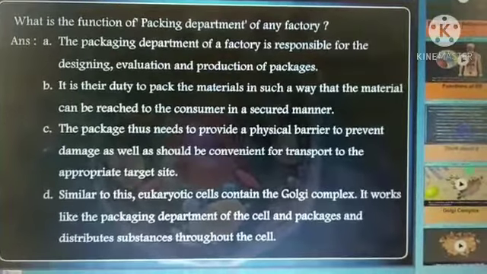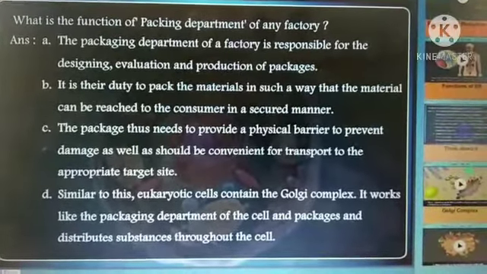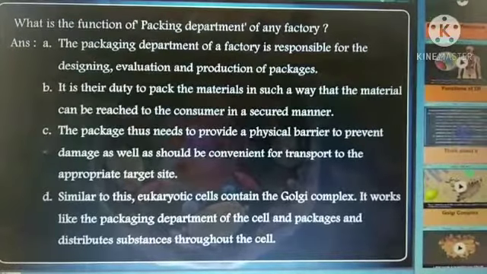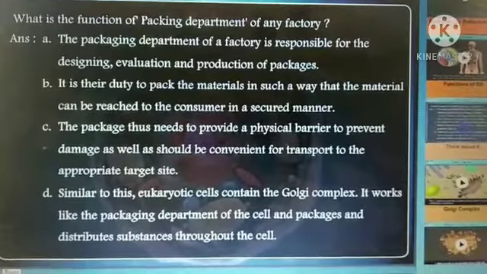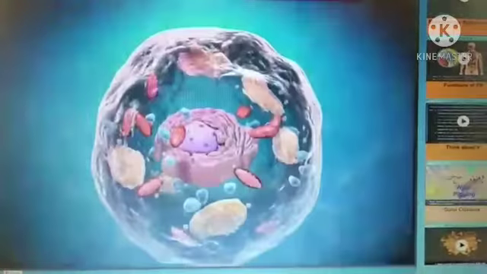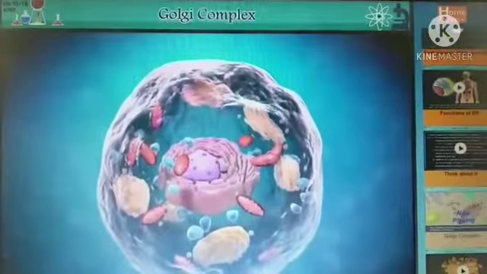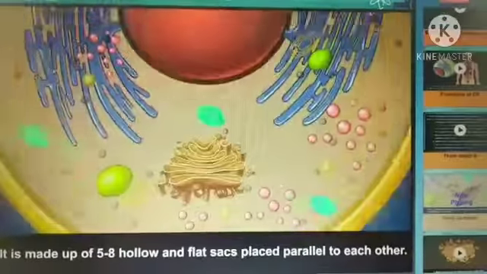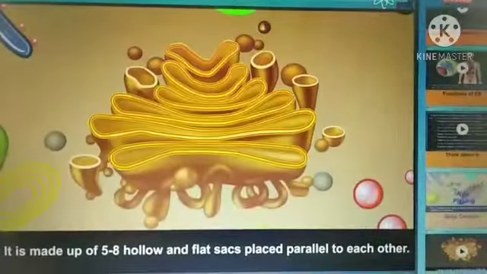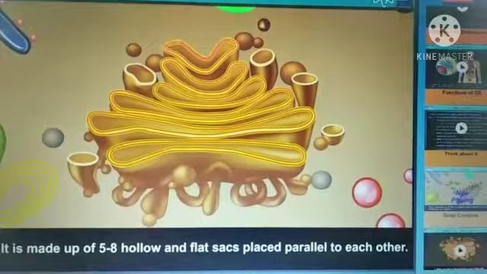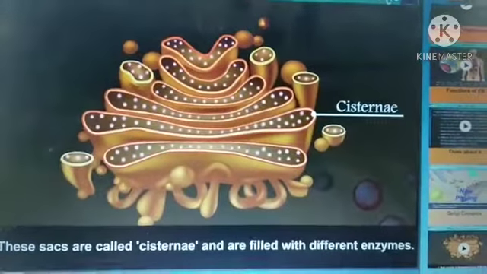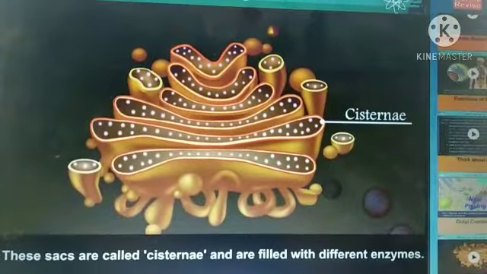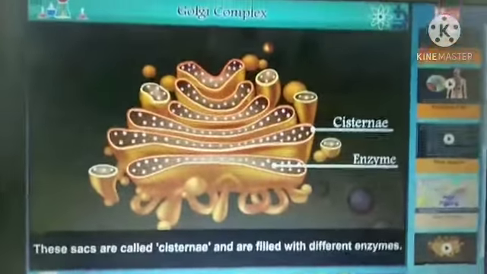Similar to this, eukaryotic cells contain the Golgi complex. It works like the packaging department of the cell and packages and distributes substances throughout the cell. Golgi complex. It is made up of 5 to 8 hollow and flat sacs placed parallel to each other. These sacs are called cisternae and are filled with different enzymes.